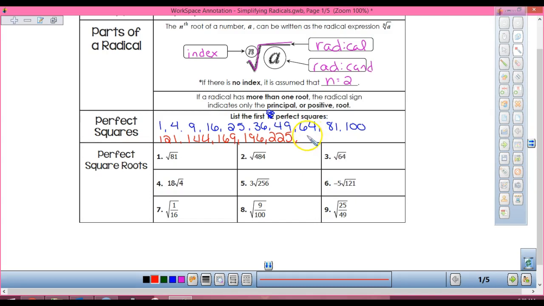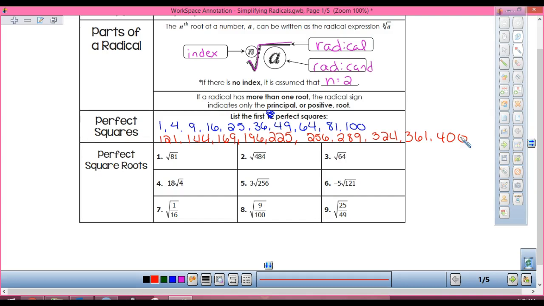16 squared is 256, 17 squared is 289, 18 squared is 324, 19 squared is 361, and 20 squared is 400. Those of you that are like, how are they getting those so fast? They're on the front of your book. Okay, so some of you are going, what?